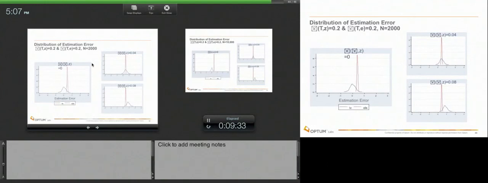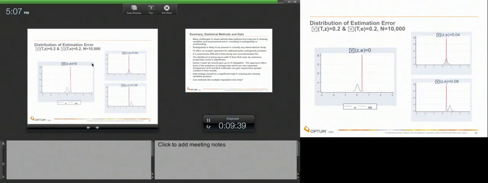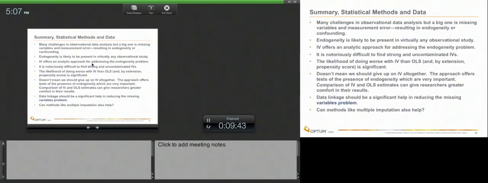And then here's what happens with 2,000 observations, and then with 10,000. It just gets more and more precise. So the bottom line is that I think we're sort of in a new world, in terms of our ability to do good observational studies and link data together to be able to tackle these challenges.